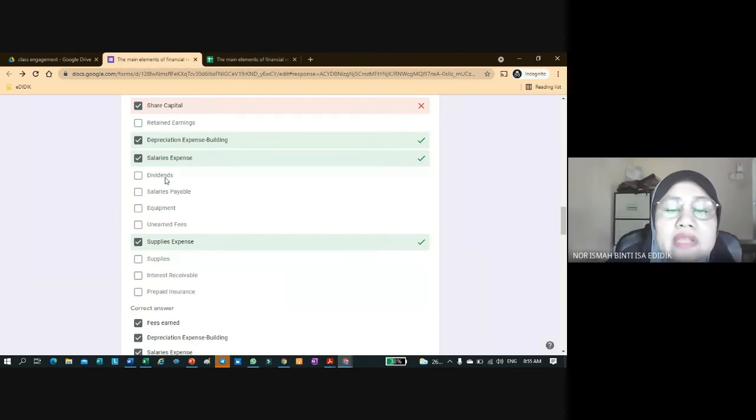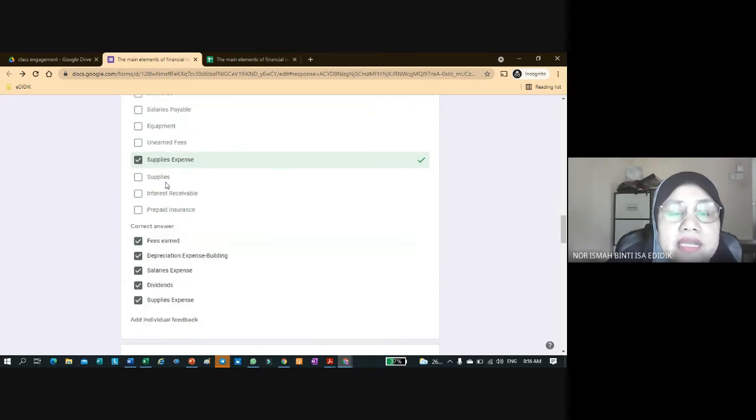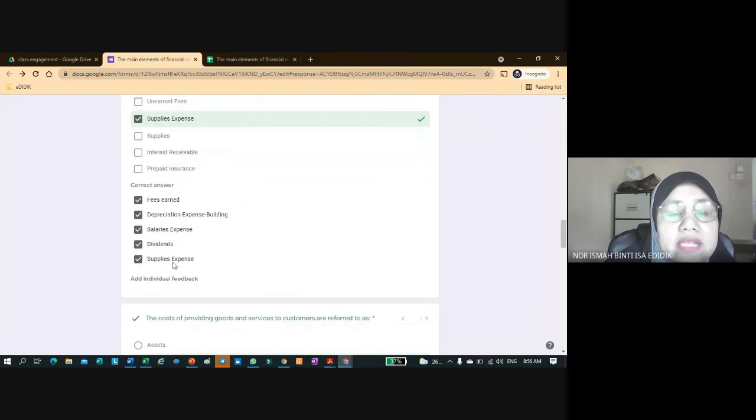Sebab kita akan close the account bila dia dah bayar. So salary payable is a liability. This is an asset, and earned fees, this is a liability. Supply expense, yes, correct. Supply is an asset. Interest receivable is an asset. Prepaid insurance is an asset. So dia tertinggal satu saja, dividend.